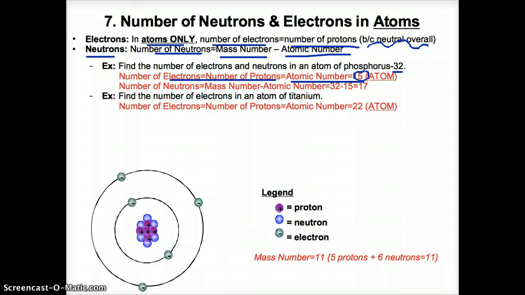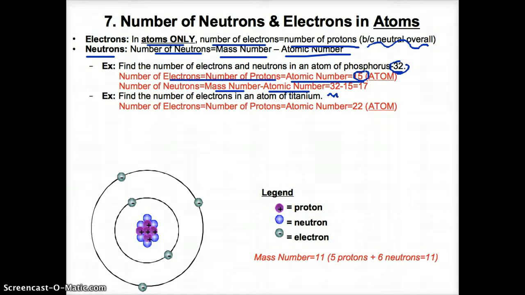Next, the number of neutrons equals the mass number minus the atomic number. Right? We know from before that a number following a chemical symbol or name is the mass number. So the 32 following phosphorus in phosphorus-32 is its mass number. So the mass number here is 32.